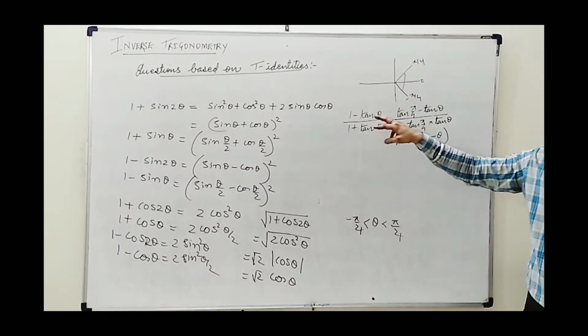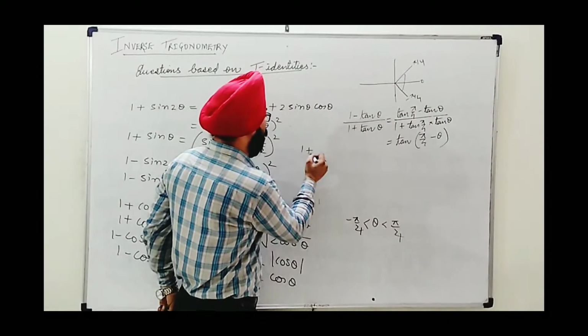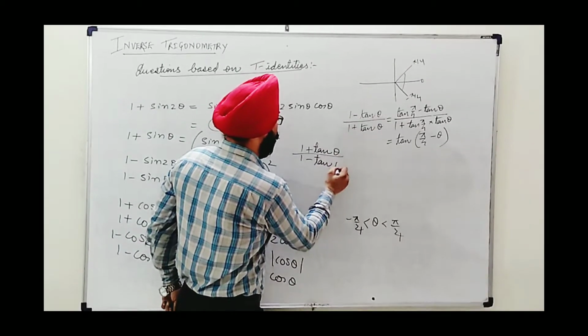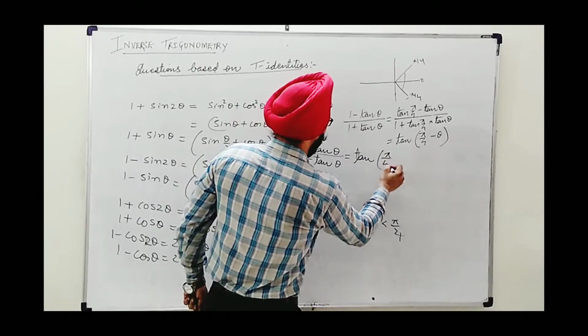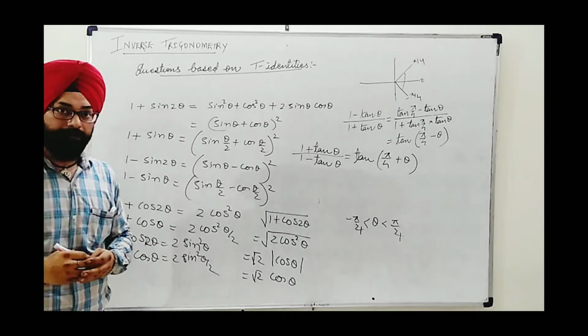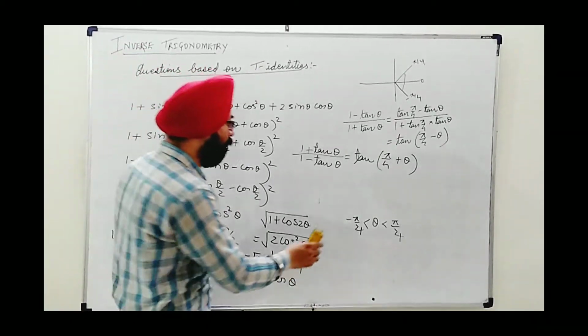And for its converse, I take the reciprocal. In the reciprocal, if I take 1 plus tan theta upon 1 minus tan theta, I will obviously have tan of pi by 4 plus theta. These identities are used directly. One more pattern is left to see.